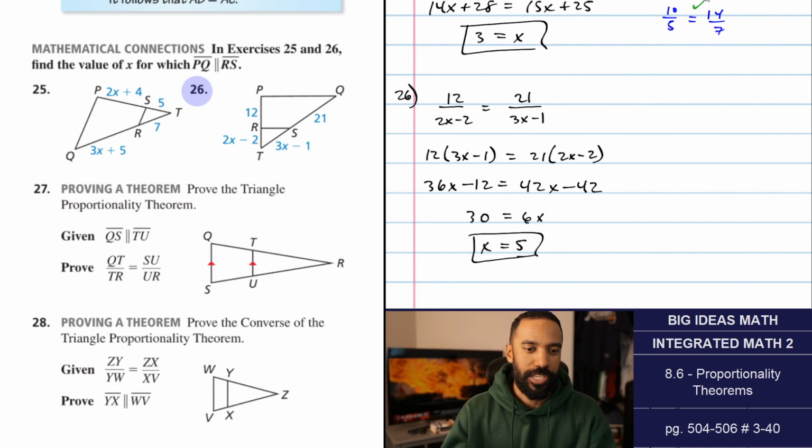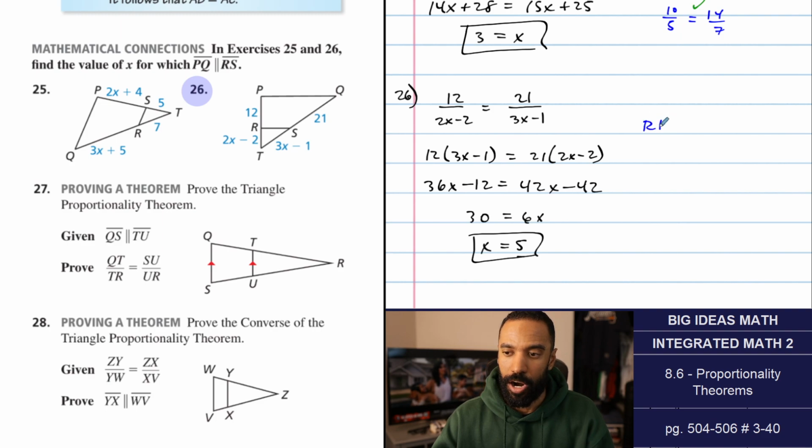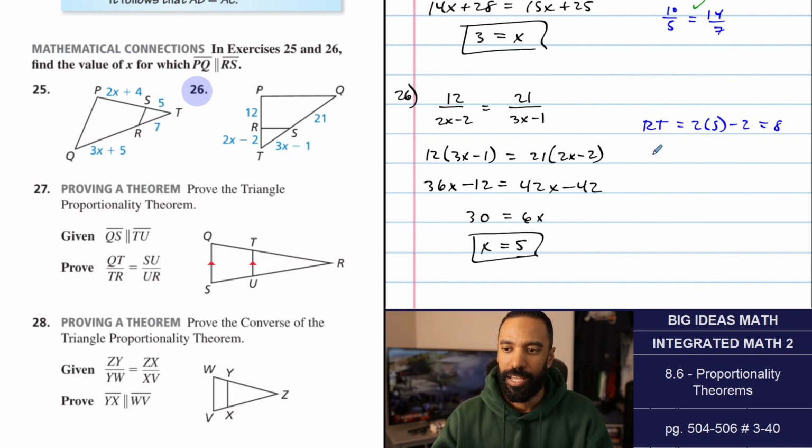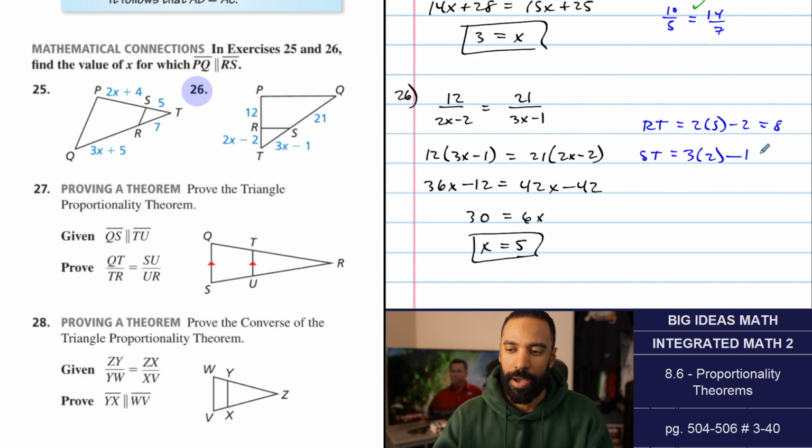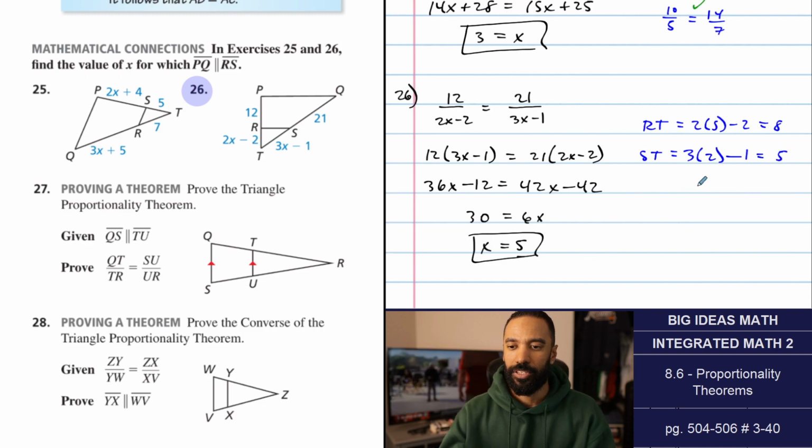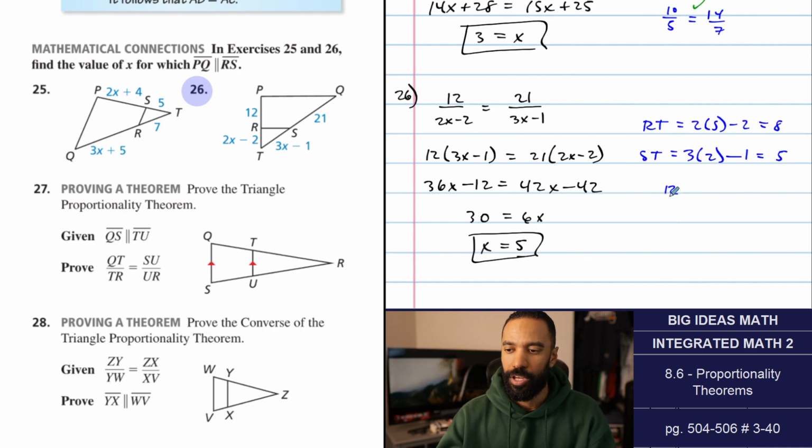Let's double check that and see what that one looks like. The length of segment RT is 2 times 5 minus 2, which is 8. And the length of segment ST is 3 times 5 minus 1, which is 14. Let's check and see if 12 over 8, 3 halves, is the same as 21 over 14.